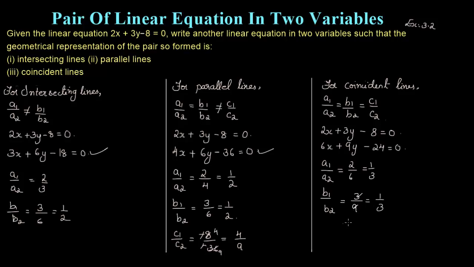3 ones are 3, 3 threes are 9. Then if I am going to the next one, that is C1 by C2, then minus 8 divided by minus 24. So minus and minus will get cancelled. So 8 ones are 8, 8 threes are 24, so 1 by 3. So you can observe here all the three ratios are equal. So the example we have considered is fitting for coincident lines.